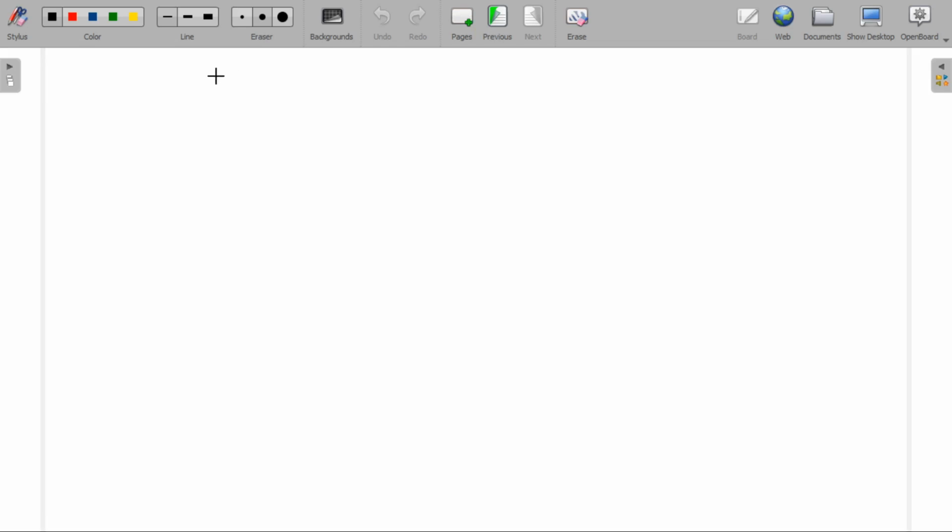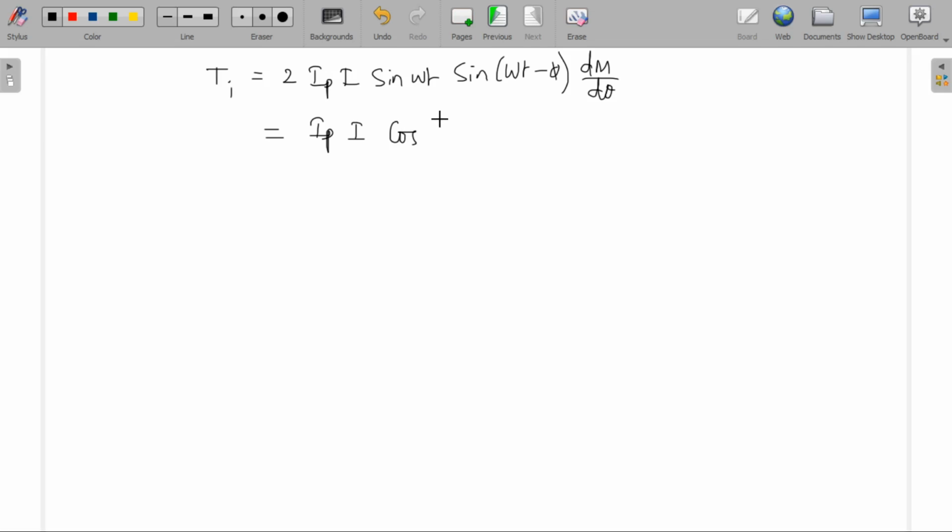Then Ti is equal to 2 IPI sine omega t sine of omega t minus phi dm by d theta. Using 2 sine A sine B, you are going to get IPI into cos of A minus B minus cos of A plus B. So that is IPI cos phi minus cos of 2 omega t minus phi, times dm by d theta.